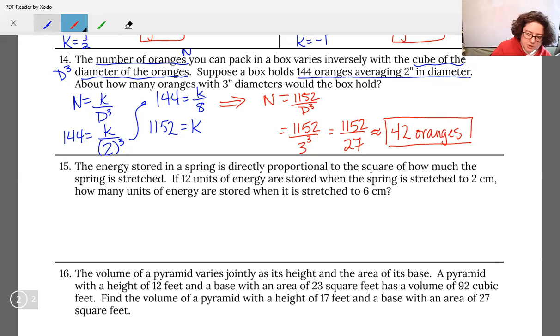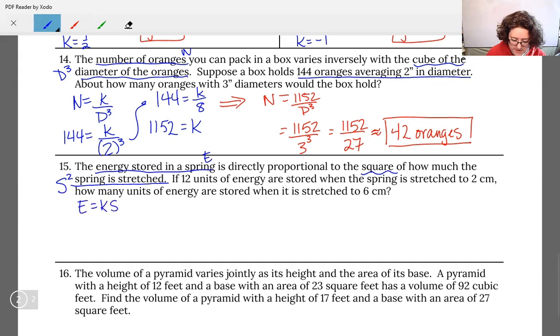Alrighty, number 15, the energy stored in a spring is directly proportional to the square of how much the spring is stretched. So directly proportional, pick out your variables, write your equation. So energy stored in a spring, let's call that E, directly proportional to the square of how much the spring is stretched. So we're going to look at the square of the stretch. So let's go S squared. So E equals KS squared. And if you take physics, that's probably not all that different from the equation that you could use in physics to think about forces with springs.